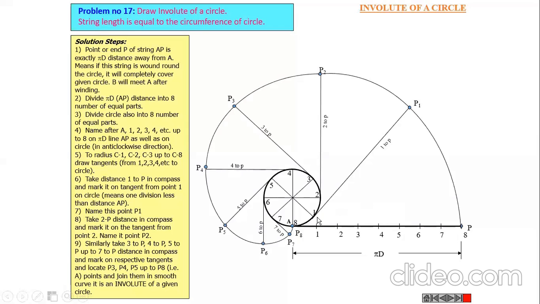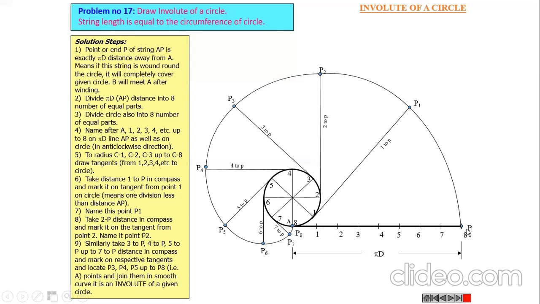Next, we have to draw a tangent from these points, that is 1, 2, 3 up to 7. That is, from 1, draw a tangent and extend it. Then from 2, 3, extend. Then the third point, fourth, fifth, sixth, seventh, no need to draw, it is already extended. Then 1 to P as a radius, 1 as a center, and mark an arc or cut the first tangent.